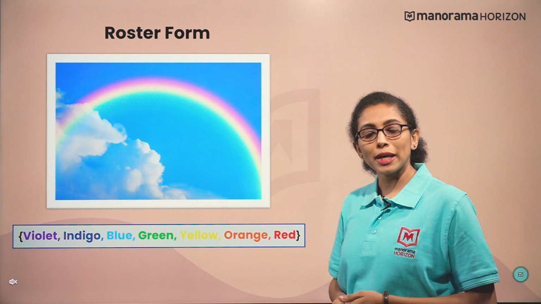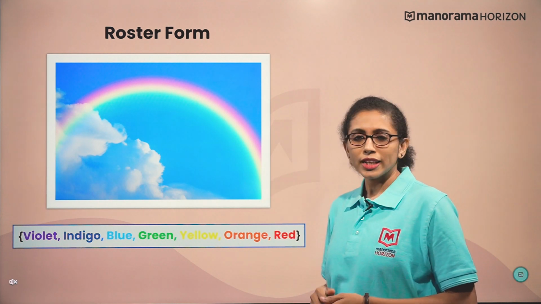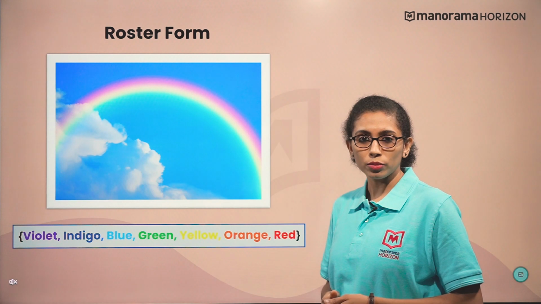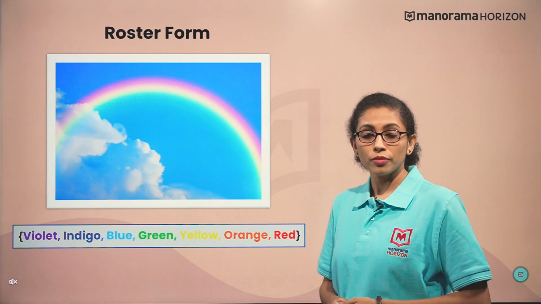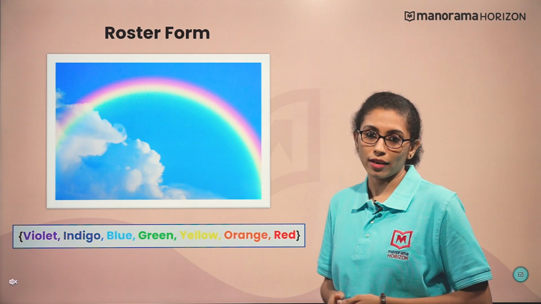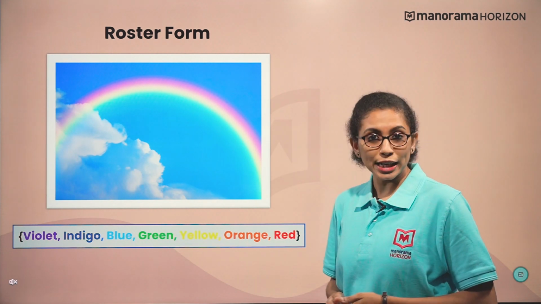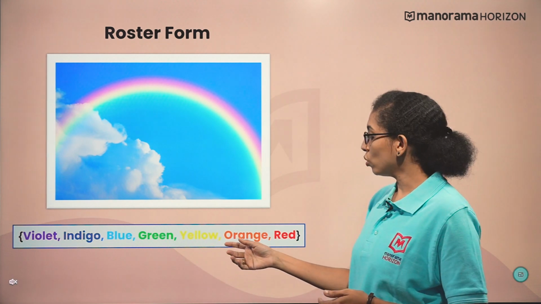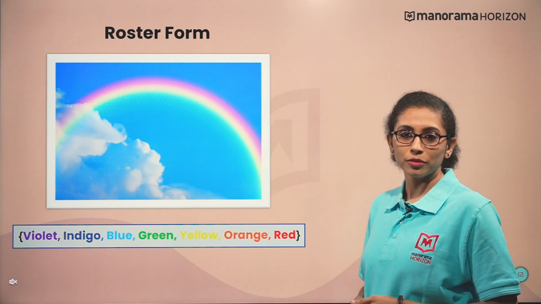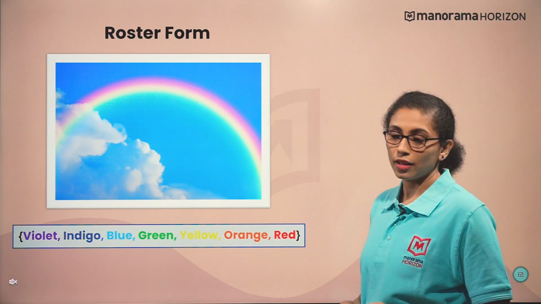Can you see the image on the screen? What is it? A rainbow, right? Can you suggest the colors in a rainbow? Can you put down these colors in roster form? Yes, of course, we can. What are the colors? Violet, indigo, blue, green, yellow, orange and red. They are enclosed within the curly brackets.